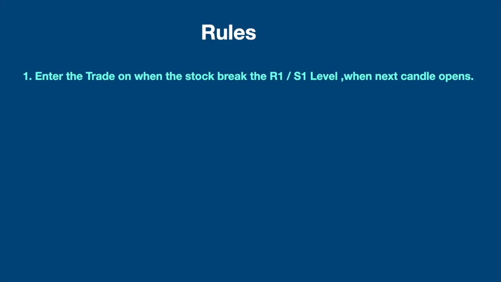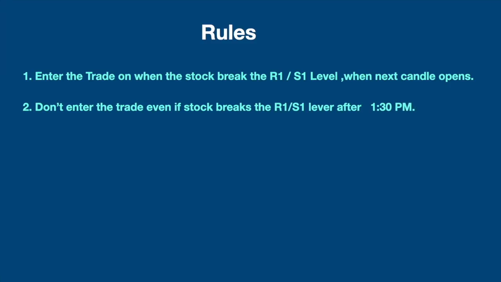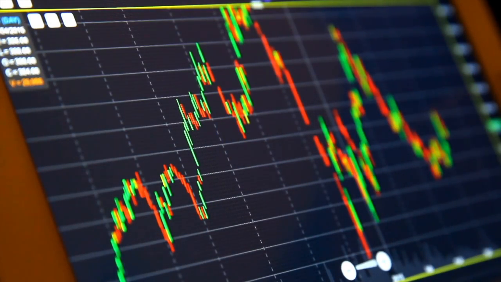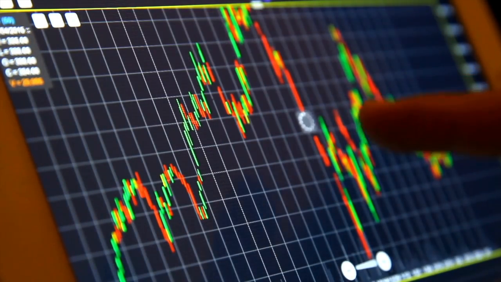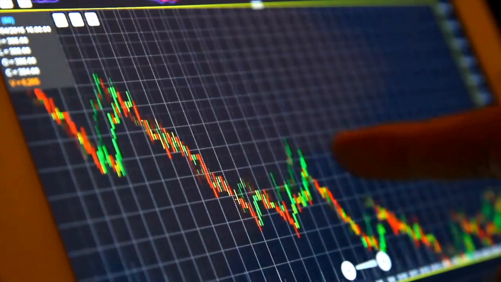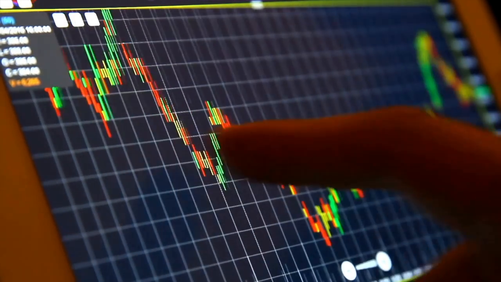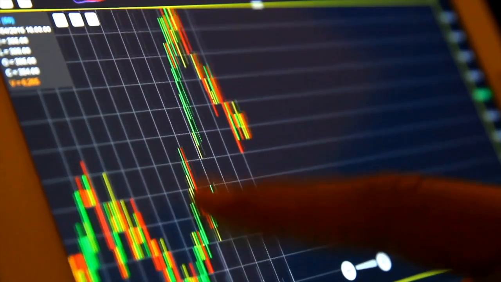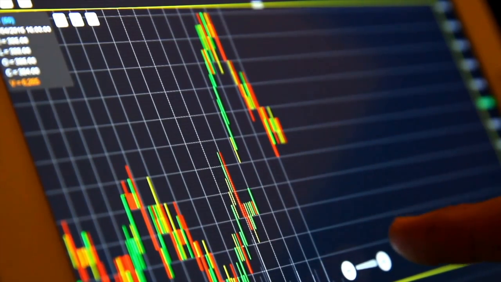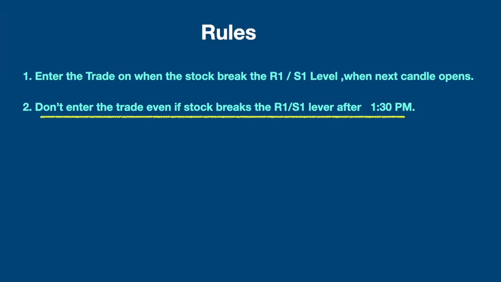Alright. Now rule number 2 is we should not enter the trade even if the stock breaks the R1 level or S1 level after 1:30 p.m. See traders, after 1:30 or 2 o'clock the market will start acting volatile. You would have seen that in the current market situation, right? And this volatility increases even more at 2:30 to 3:15 p.m. So to avoid this volatility, we will trade with the strategy only if we get a trading opportunity before 1:30. So from 9:15 to 1:30, whenever we get trading opportunity, we can enter the trade. But after 1:30, it is better that we avoid the trade.